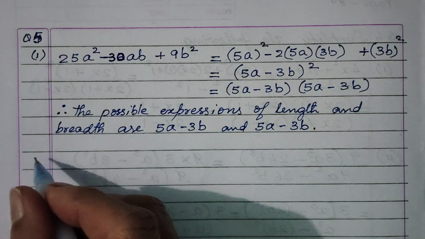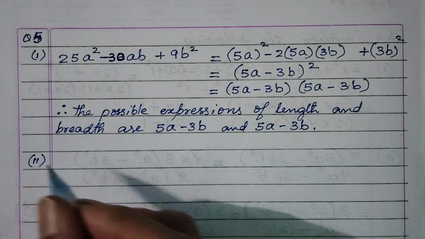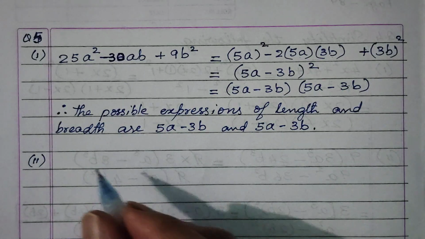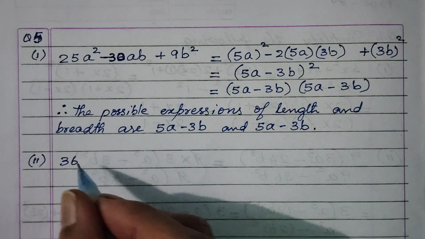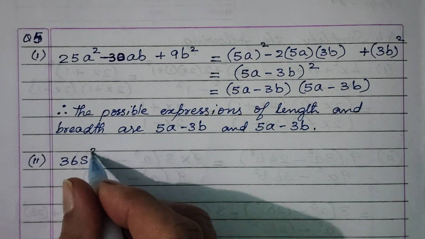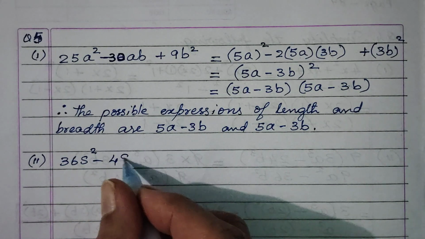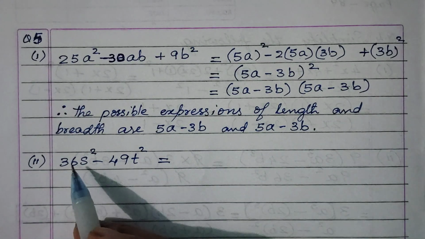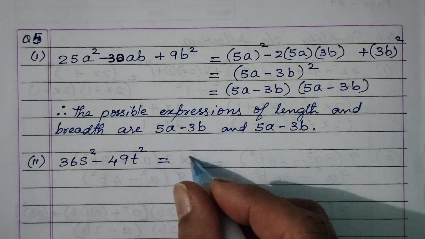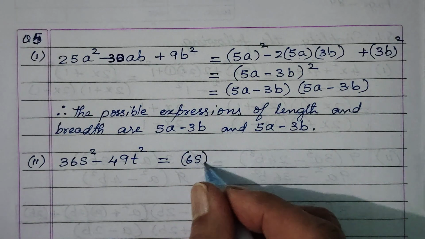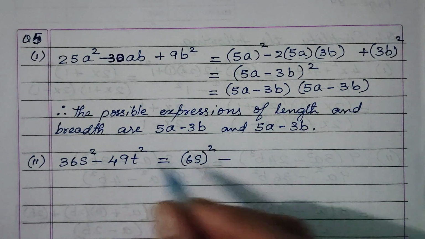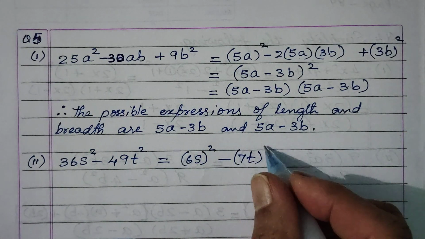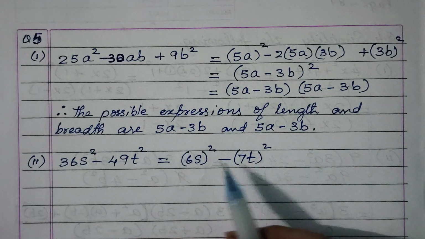So we'll go to the second part of the question. The area of the rectangle is 36s square minus 49t square. So we can write this as 6s whole square minus 7t whole square. So these are of the form a square minus b square.